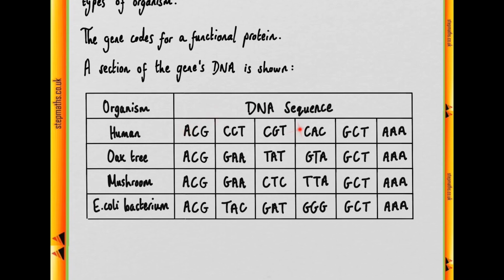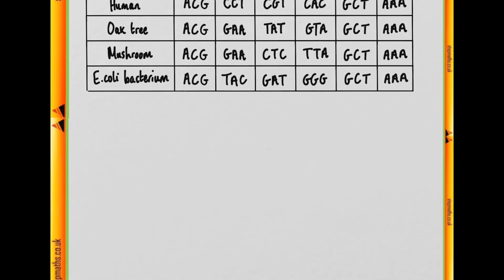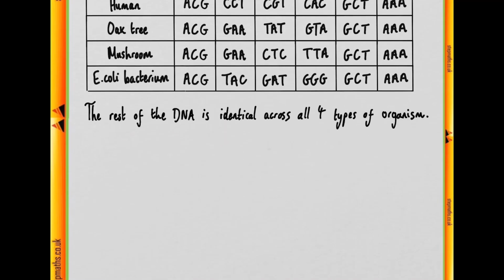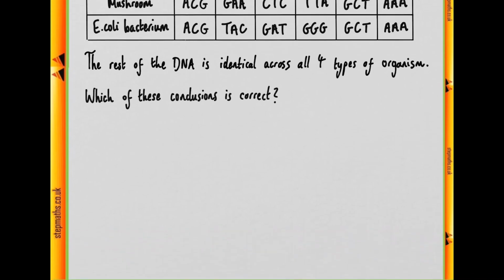So these are codons in a series, and the first codon appears to be the same across all 4, and the last 2 appear to be the same across all 4, and also it's worth noting that the oak tree and the mushroom share one codon here, but otherwise they're all different. So particularly the 3 amino acids that these 3 codons will code for in humans and E. coli. Okay, moving on. We're told that the rest of the DNA is identical across all 4 different organisms, and we're asked which of the 3 conclusions drawn up by the student is correct.